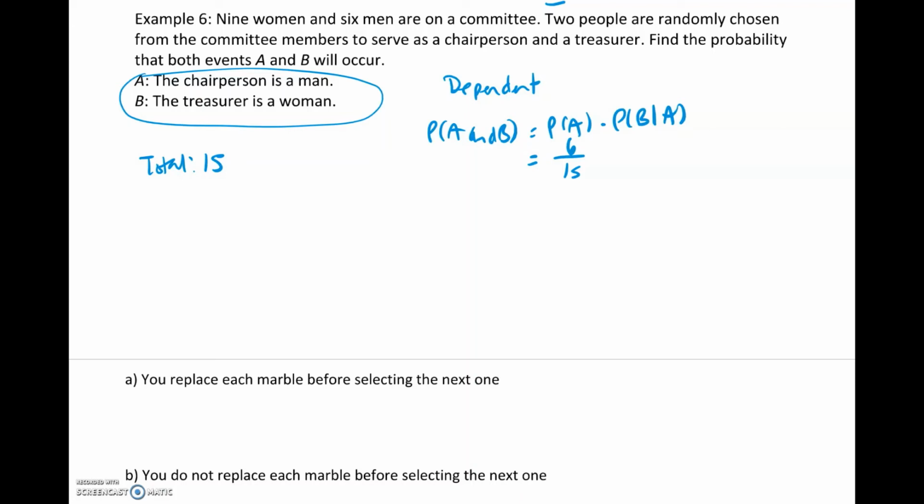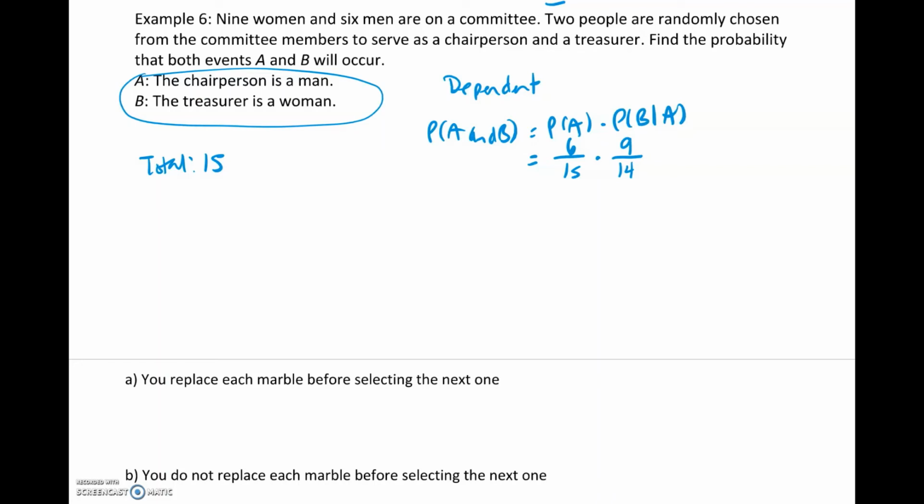But now the second one, right? Don't get confused by this. We're just saying, okay, now we've changed our sample space. So now instead of 15, we've got 14 left, right? So out of those 14 people, how many of those are women? We didn't pick any women first, so we still have 9 women left to choose from. So 9 out of 14 is the probability we're going to pick a woman out of the remaining 14. That's what that B given A means, right?